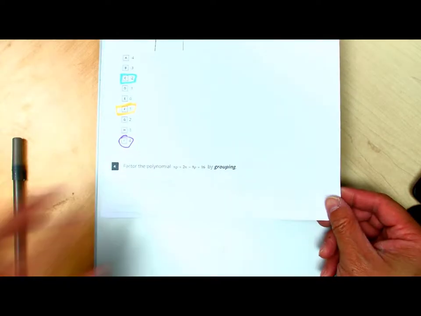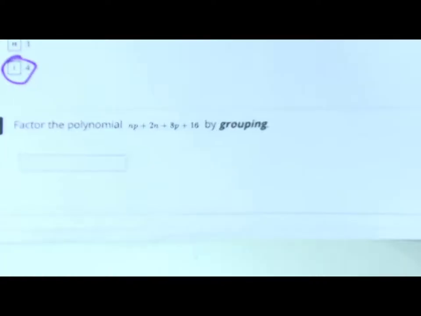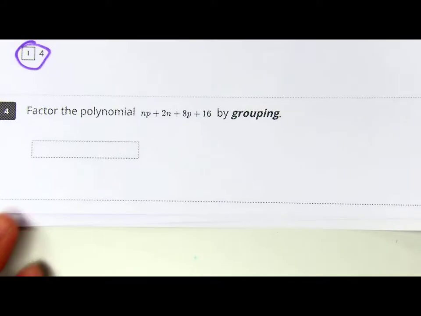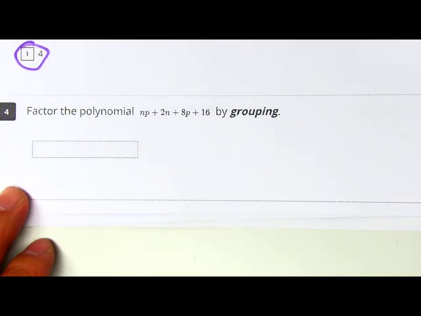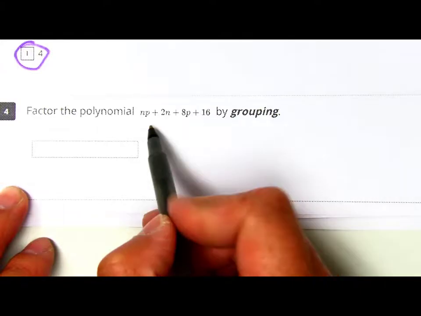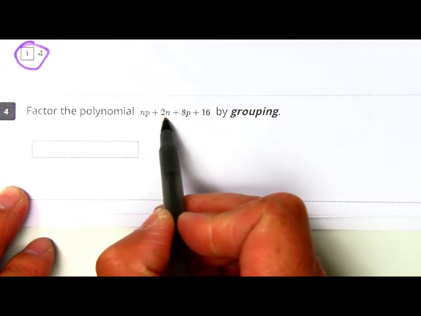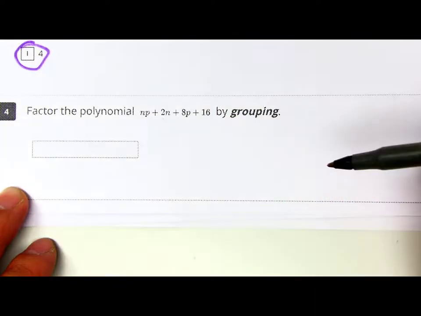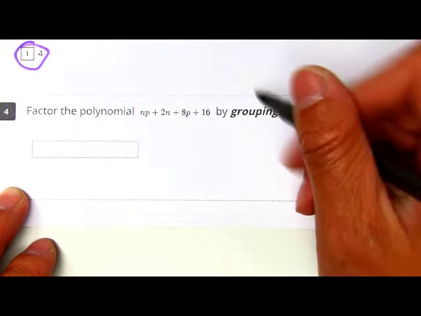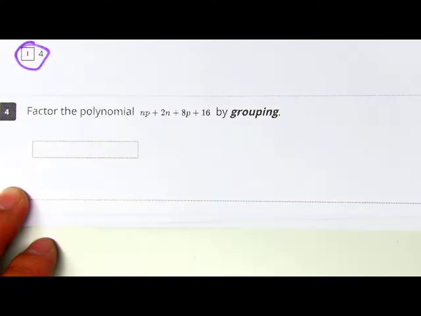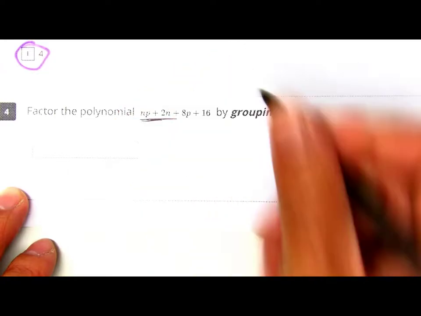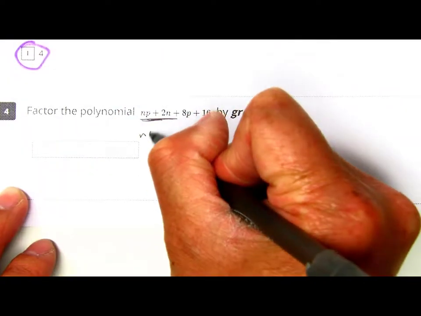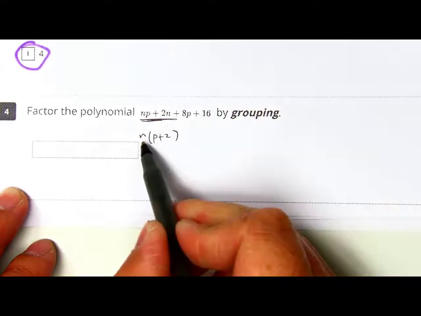Number 4 tells us to factor the polynomial by grouping. Give it a second. It's focusing. Okay, so we can try to pull out something here. You can do factoring by grouping by 2 methods. You can do the 2 groups, or you can do the box. Let me show you guys both. So by grouping, I'm first going to take the greatest common factor here, which is an n. So I'm left with p plus 2. And that makes sense because you can multiply to check your answer.